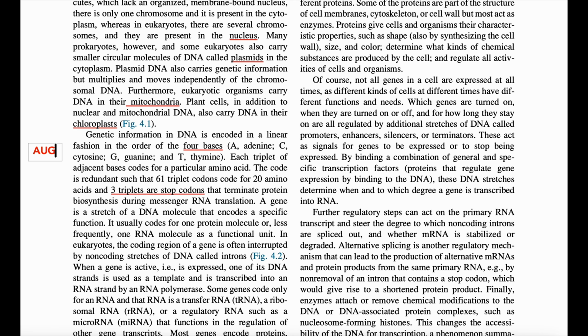Whereas this is the start codon, right? Whereas the stop codons, there are 3 stop codons, which are UGA, UAG and UAA. Okay, so these are the 3 stop codons that signal the termination of protein synthesis or translation, right?